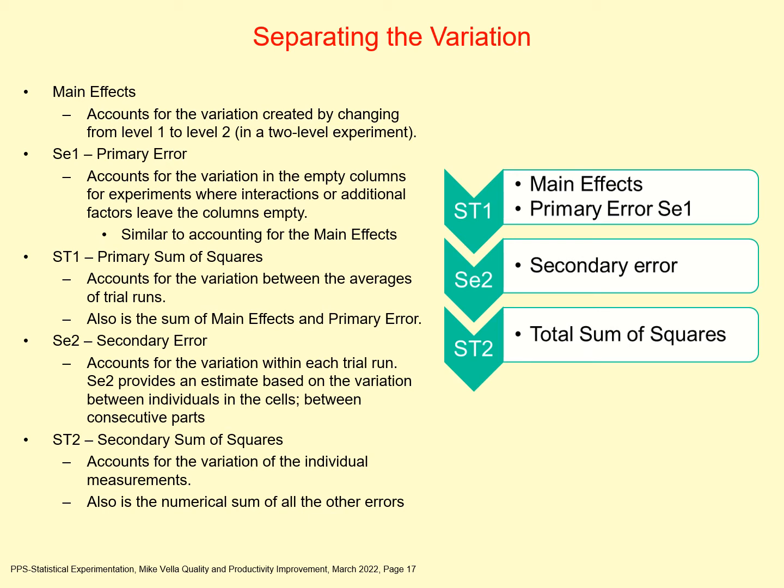SE2 is secondary error. That accounts for the variation within each trial. Remember, this whole business is just like we see in our X bar and R charts. We're calculating the difference between within and between variation. So SE2 accounts for the variation within each trial. It provides an estimate based on the variation between individuals within a cell between consecutive parts. That's SE2, or secondary error. And it all totals up to what we call ST2, or the secondary sum of squares, which accounts for the variation of the individual measurements and also is the numerical sum of all other errors. So as I mentioned, ST1 and ST2 don't factor, if you will, in the creation of the table, other than to help us with the numerical summing and doing a check on the arithmetic.